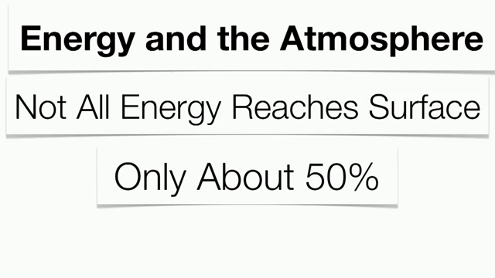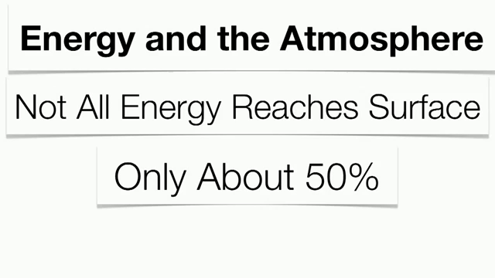So the energy from the sun, not all that energy is going to actually reach the surface. That would actually be a bad thing if that happened. Life would not be able to exist if 100% of energy came in and 100% of the energy left the surface of the Earth. Really only about 50% of the sun's energy actually makes the surface of the Earth and gets absorbed and gets used with different types of interactions.